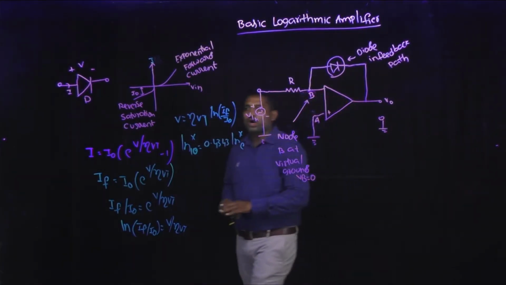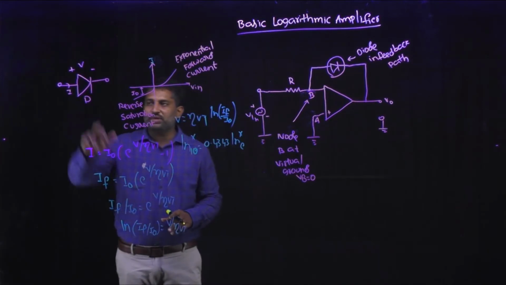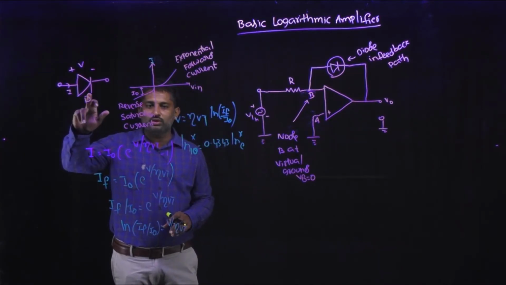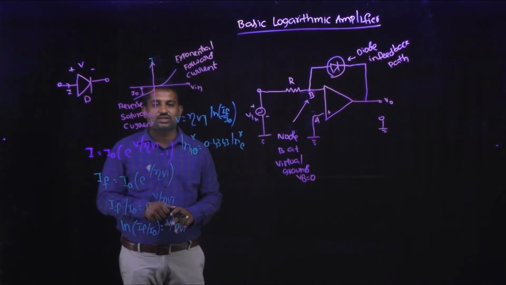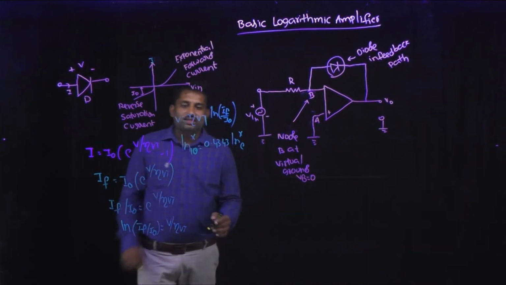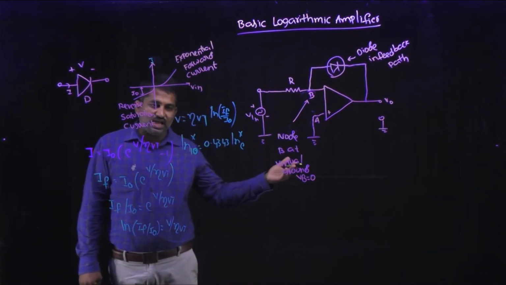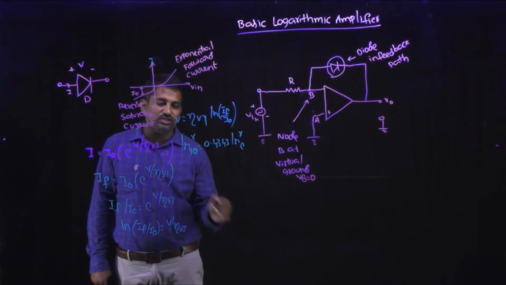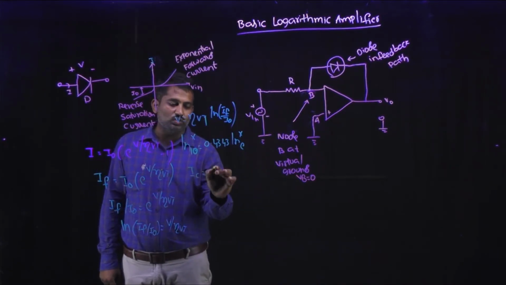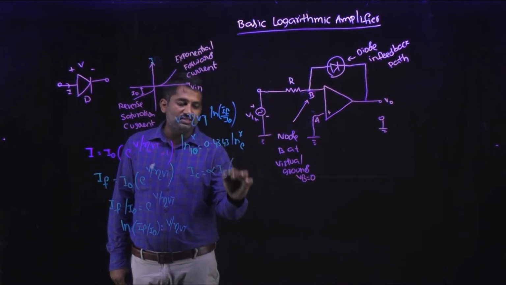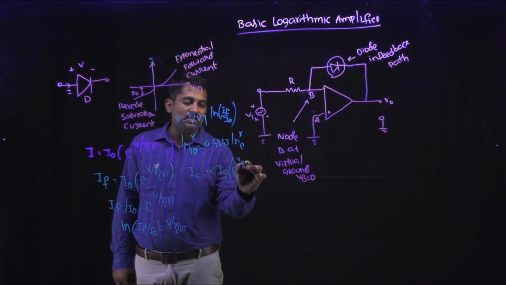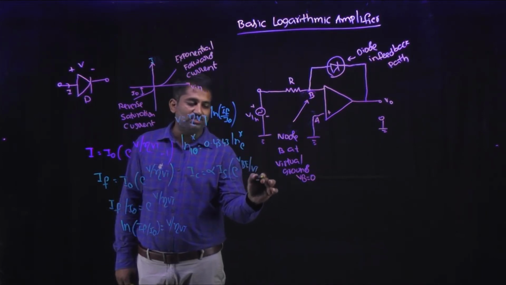And if you are going to use a transistor in place of the diode, we all know that the BJT transistor output current equation is IC is equal to alpha into IS into e power VBE divided by VT minus 1.